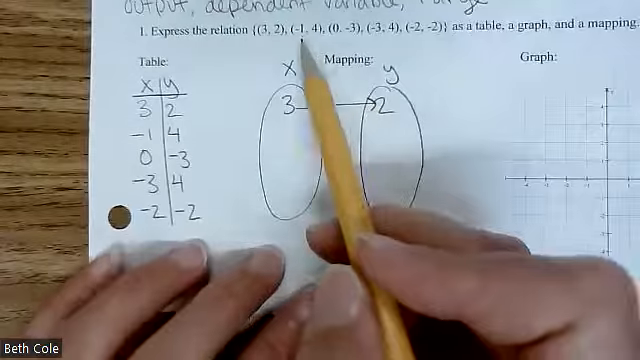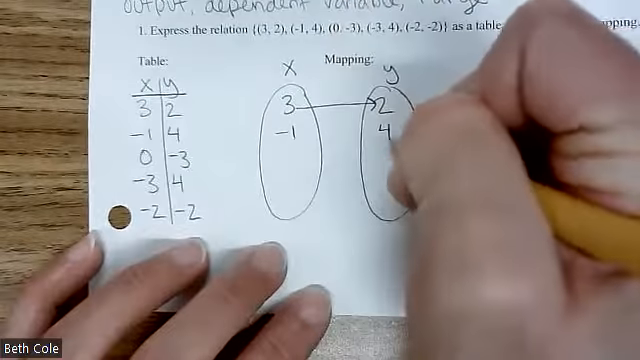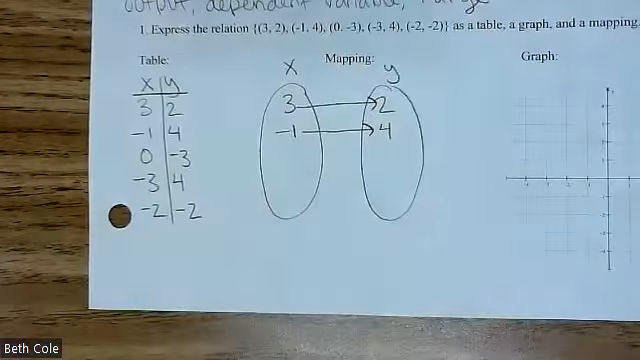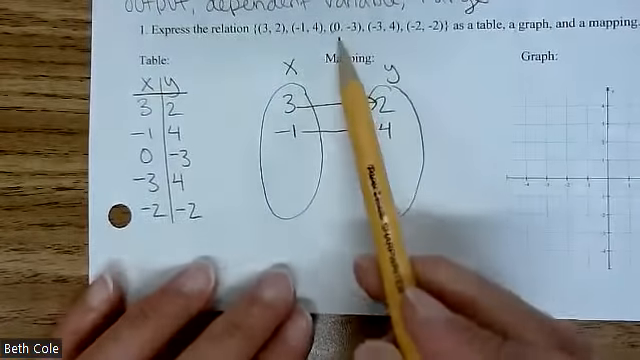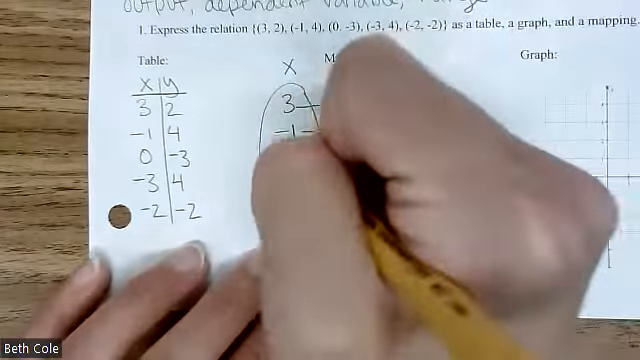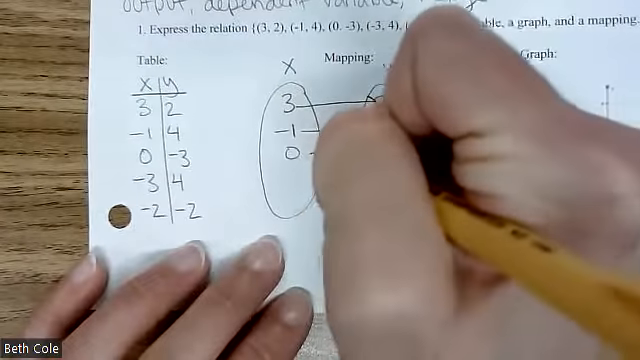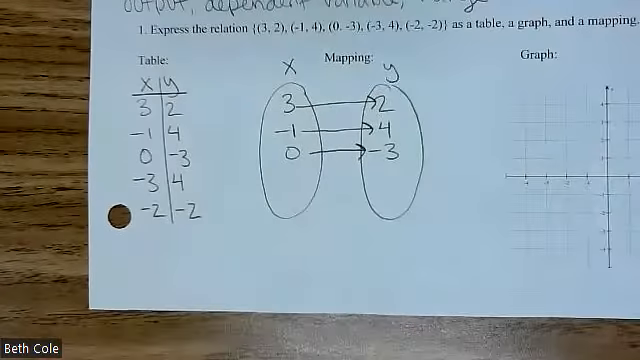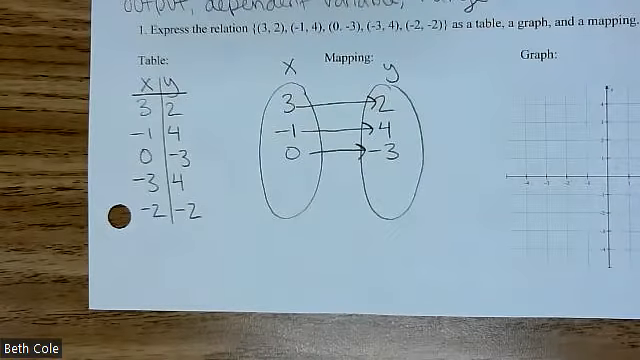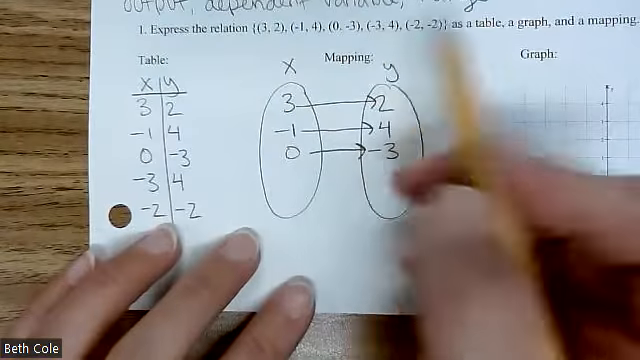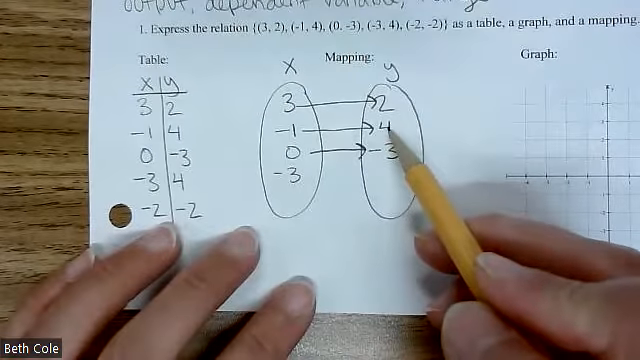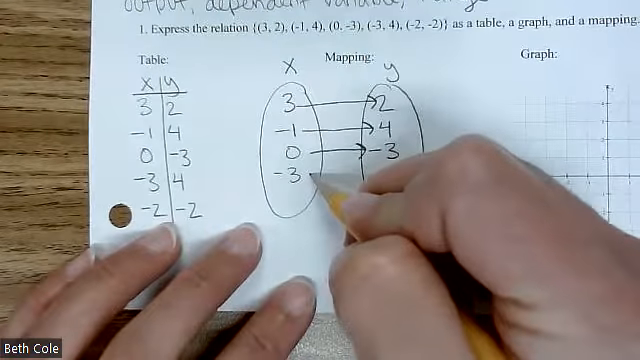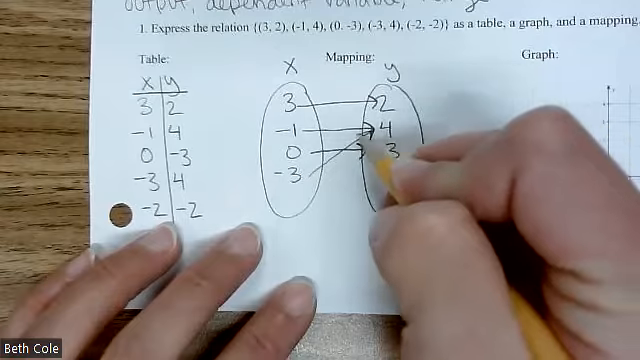So 3, 2, -1, 4. Just check if that number's already there before you write it, because you don't want to repeat any. So 0, -3. Actually, not sure any of these do repeat. Oh, wait, here we get one. -3, 4. So I have to write the -3, but do you see how there's already a 4 over here? Yeah, so just your arrow will cross over the other ones.